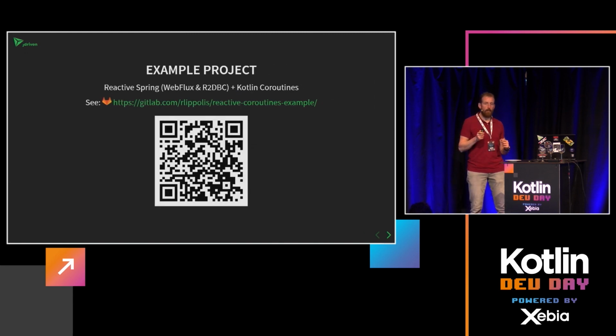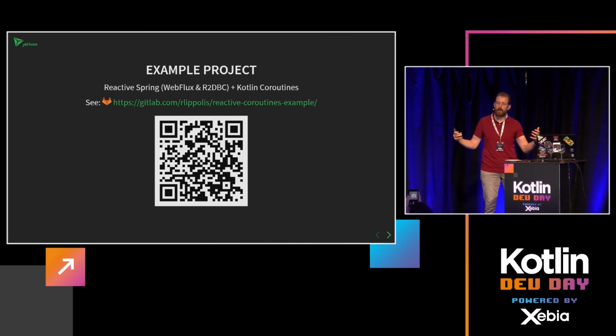I have an example project which is built with reactive Spring, using Webflux on the front side and R2DBC on the back side, with coroutines gluing that all together. It's a functionally very simple service which does some calculations and also returns whether or not the number is even or odd. But it's just to give an example of how you would combine, for example, HTTP calls with database access, all in a non-blocking way.